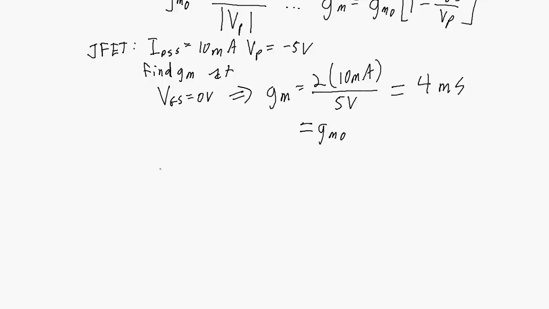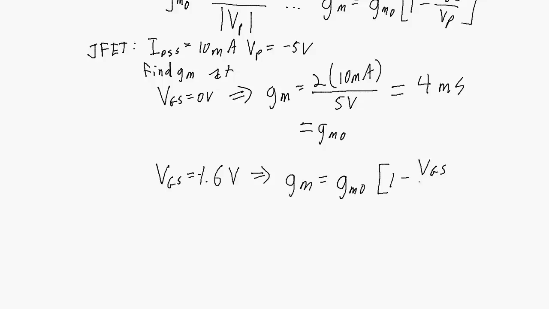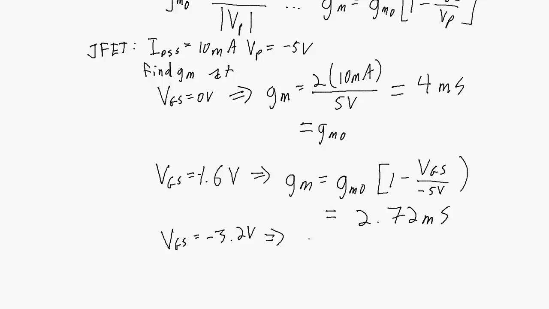So we can use this number when we want to calculate, for example, VGS equal to minus 1.6 volts. We calculate GM to be equal to GM naught times (1 minus VGS over VP), where VP is minus 5 volts. This works out to 2.72 millisiemens. So the GM is dropping as we decrease VGS from 0. And if we decrease VGS even more, for example at minus 3.2 volts, plug that number into the GM equation, and you get a GM of 1.44 millisiemens.